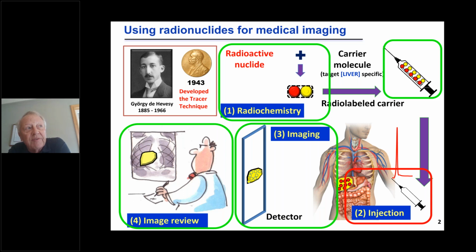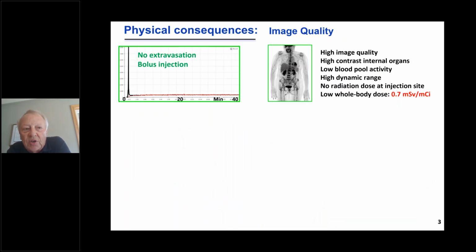Now, what happens if the injection of the radio-labeled carrier into the patient is not carried out cleanly, is extravasated, for example? Well, first of all, if there's no extravasation, you get a very clean bolus injection of the radio-labeled carrier, resulting in a typical image. That's a PET image using fluorodeoxyglucose, where glucose is the carrier and fluorine 18 is the radionuclide. You get a high quality image, showing high contrast internal organs.